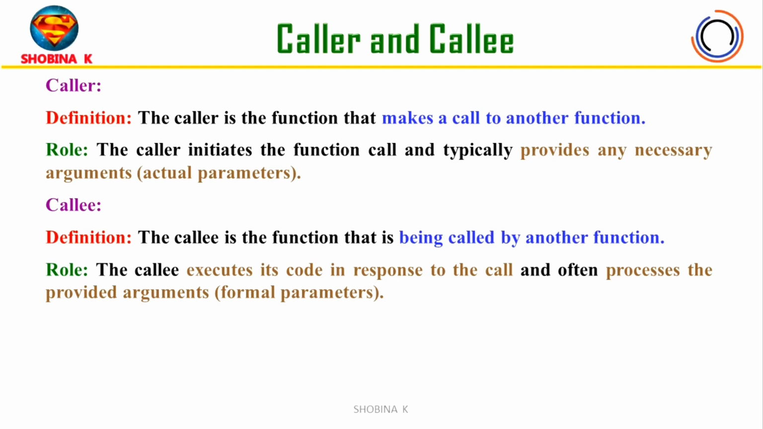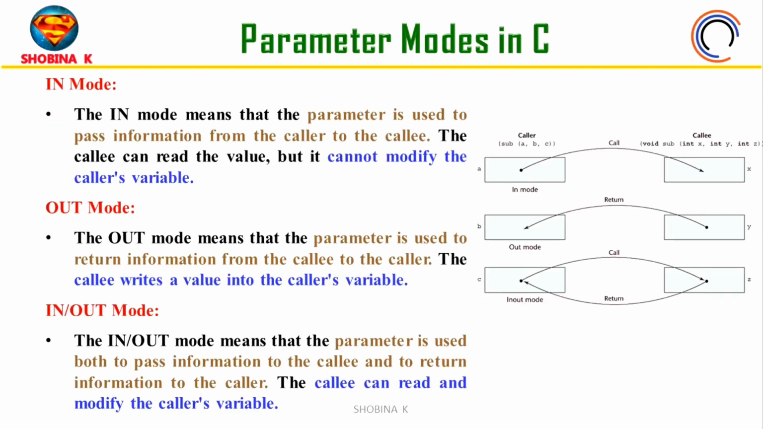The caller is the function that makes a call to another function. The caller initiates the function call and typically provides any necessary arguments, which are actual parameters. The callee is the function that is being called by another function. The callee executes its code in response to the call and often processes the provided arguments, which are formal parameters. Now let's discuss the parameter passing modes.